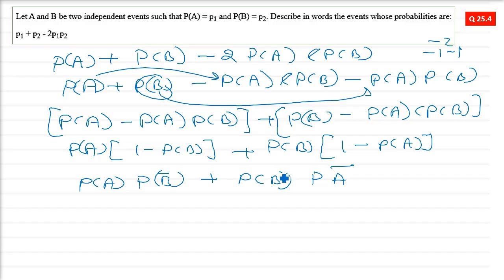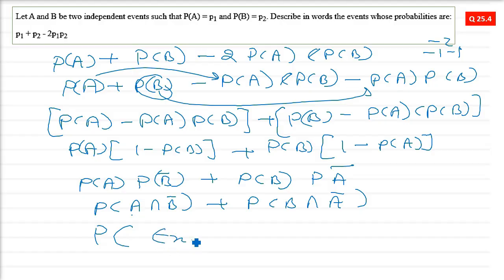Now these two are independent events. When they are independent events, PA into PB bar is A happening, B not happening, and PB into PA bar means B happening, A not happening. So just combine them. PA into PB bar is P of A intersection B bar, and PB into PA bar is P of B intersection A bar. So A will happen, B will not happen, or B will happen, A will not happen. So the probability becomes, in words, exactly one of them, because when A is happening, B is not happening. When B is happening, A is not happening. So exactly one of A and B will occur.